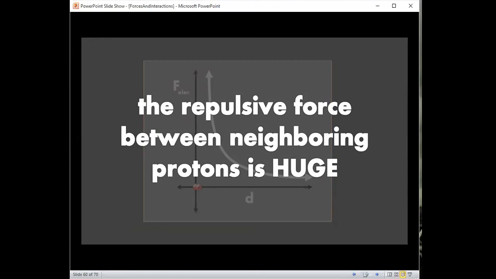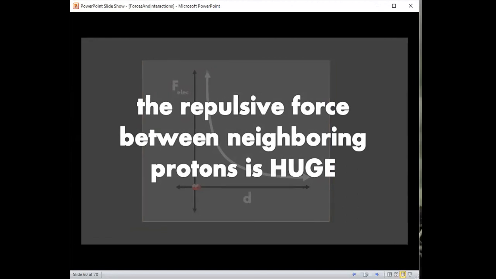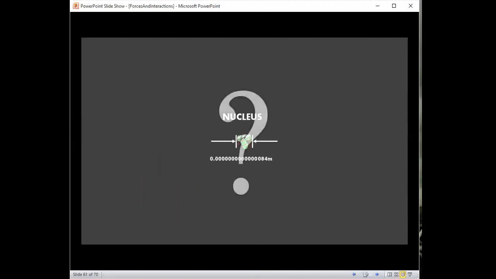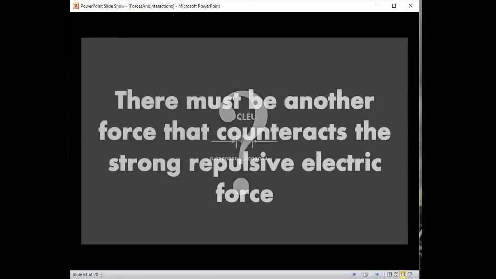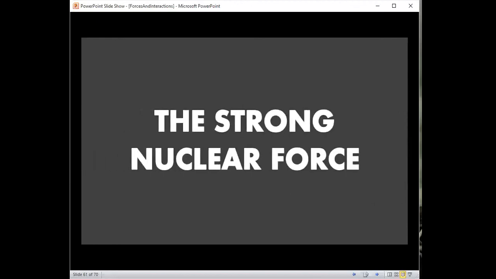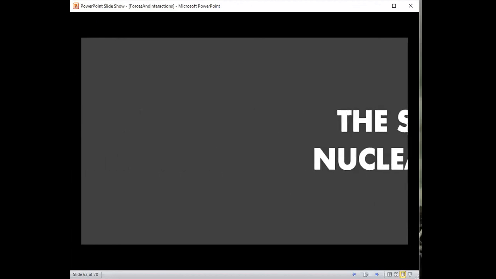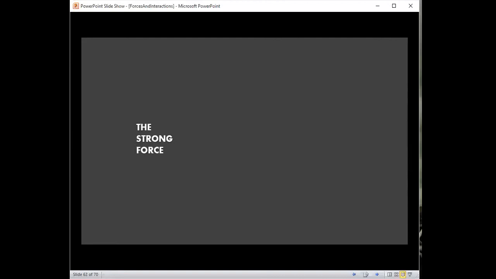Now, whenever you take a microscopic thing and apply a macroscopic force to it, it will move very fast. So the question we have to ask ourselves is, why do these particles not fly apart? It's a good question. There must be another force that is holding them together that is stronger than the electric force that's trying to push them apart. We call this force the strong nuclear force. The strong force is just an abbreviation for it, but the strong force acts between protons and protons, protons and neutrons, and neutrons and neutrons.